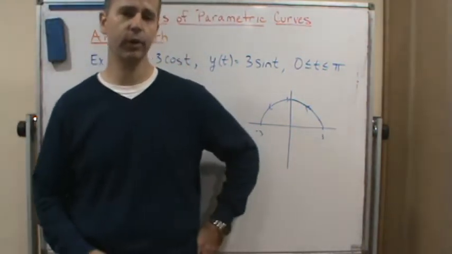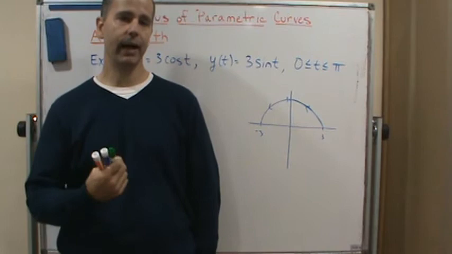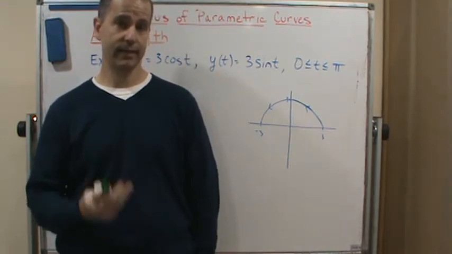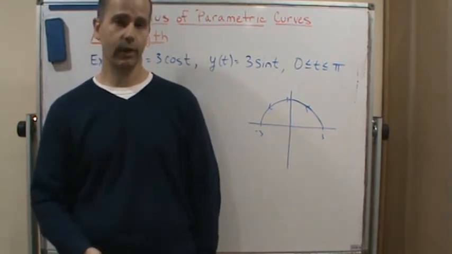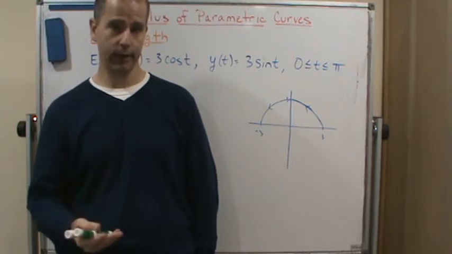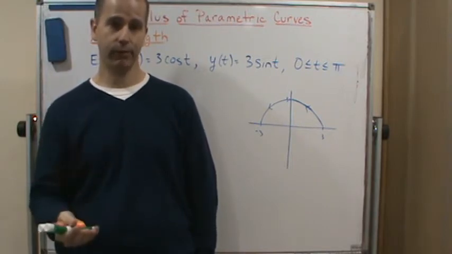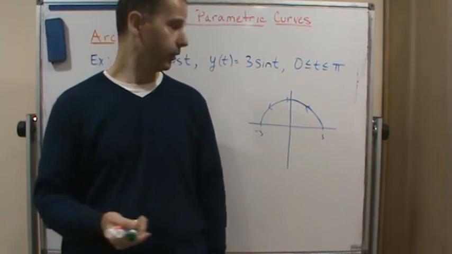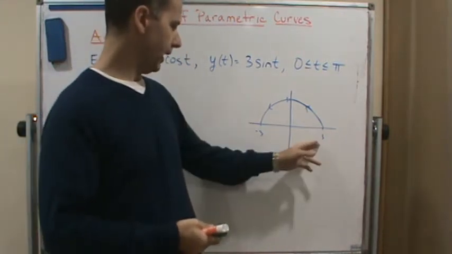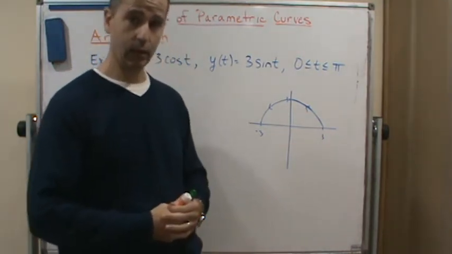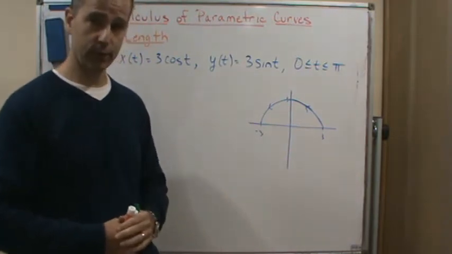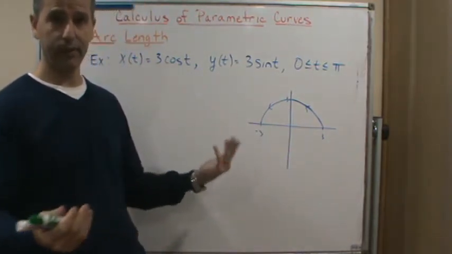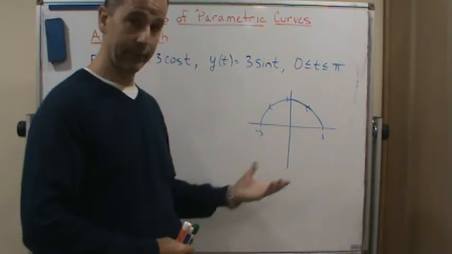Okay, so welcome. Now we're going to do an example, and we're going to find the arc length of a semicircle. Now, we can easily do that using the formula for circumference, right? So we can find half of the circumference of a circle. In this case, we've got a circle that has a radius of 3, so we can easily use the formula for circumference to find the arc length for half of a circle, the semicircle.